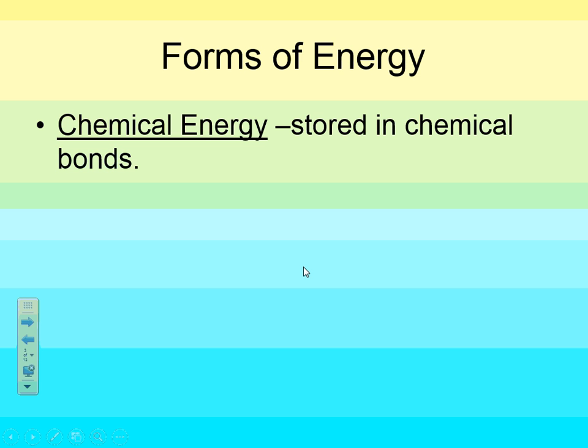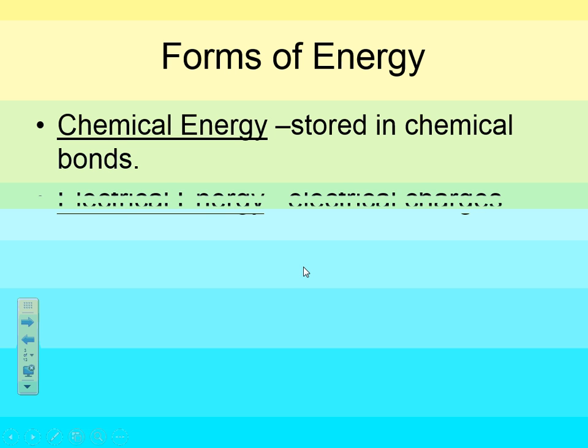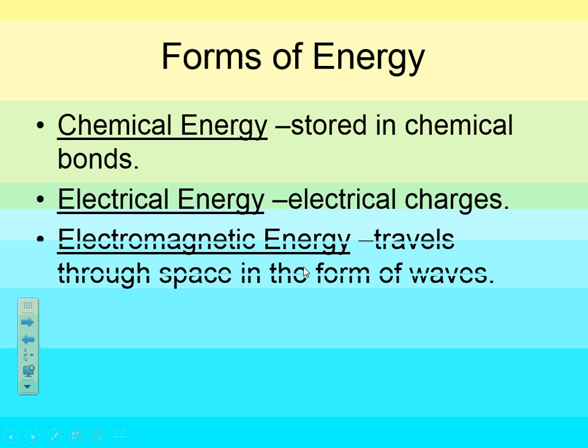Let's talk about them. Forms of energy. Chemical energy. We spent the entire first year talking about chemical energy. That's energy stored in chemical bonds. That's how a battery works, guys. Electrical energy is the energy used through electrical charges. The forms of energy in a battery are both chemical and electrical.